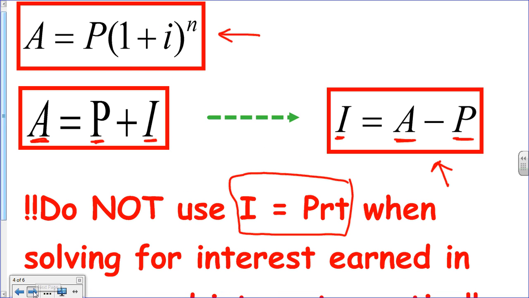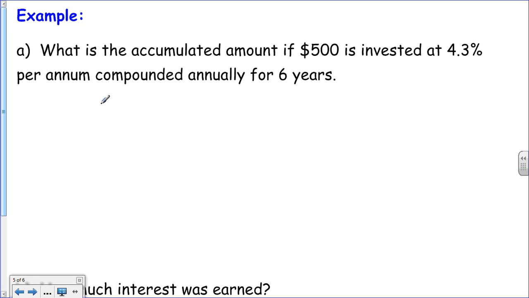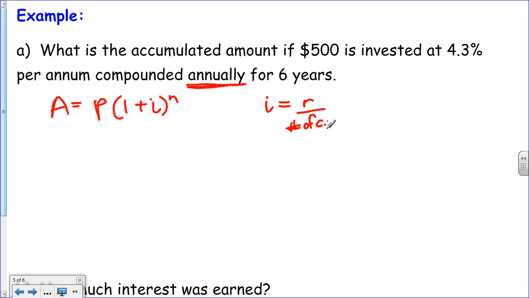So let's do an example. What is the accumulated amount if $500 is invested at 4.3% per annum, compounded annually, for 6 years? The fact that it says annually means the compounding period is 1. So let's take it one step at a time. Let's start with the formula: A equals P times 1 plus I to the n. I is your interest, which is your rate divided by the number of, and I'm just going to use CP for compounding period, if that's okay.